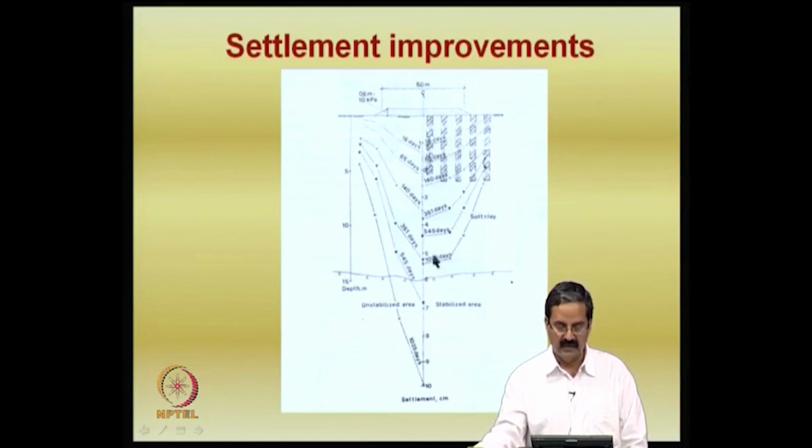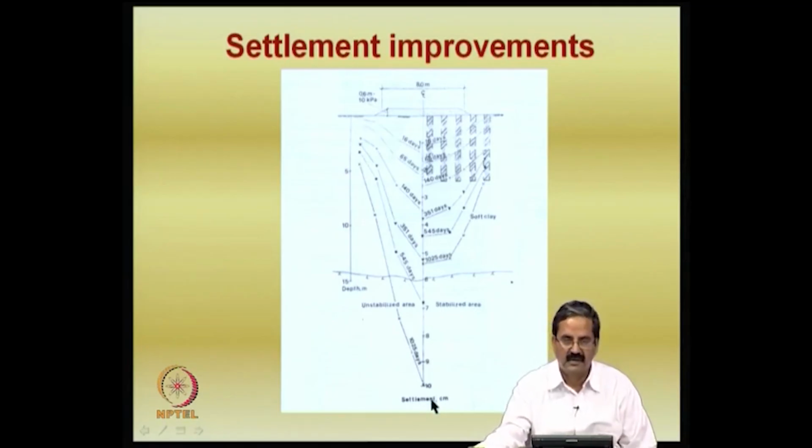So, it has been measured at 16 days, 66, 140, 351, 545 and 1025 days. So, there are different time durations, and you also have settlements. In the case of untreated soil, you can see that it is very high. So, from the strength point of view as well as the settlement point of view, lime treatment has been very effective.